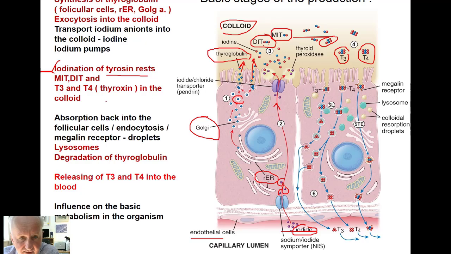And now, if those two hormones are necessary in the body, of course they have to get back from the colloid, back into the cell, over the cytoplasm of the cell to the basement membrane, to the basal part of the cell, and be released into the blood. So you see that the colloid is a very important storage of those two important hormones which are necessary for the cells in the tissues.